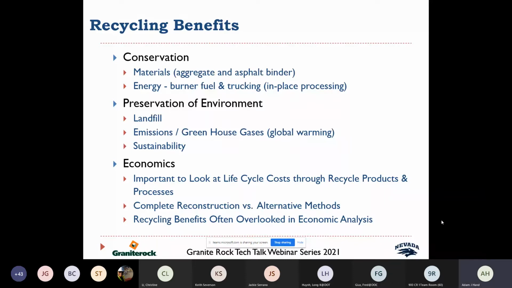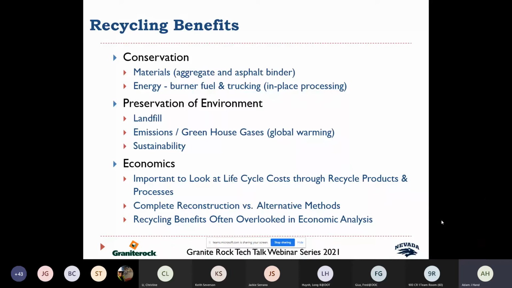And then we also, in terms of the environment, the material isn't going into a landfill. It's hard to believe, but years ago it wasn't uncommon for wrap to go into landfills, or maybe be used as just shoulder backing or something. And then obviously with recycling, we reduce our emissions and our greenhouse gases.